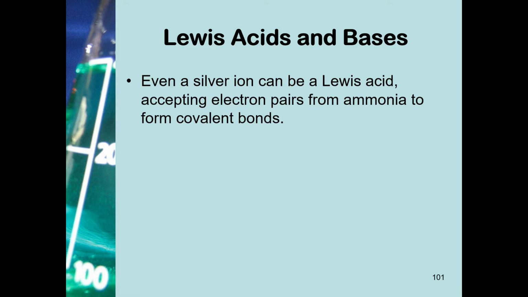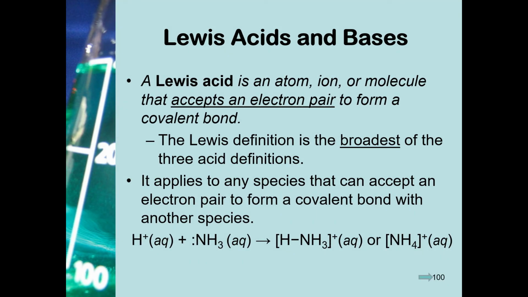So you can see, well, let's go back. You can see in this that this hydrogen over here on the left, this hydrogen ion or proton, accepted ammonia's electron pair. So we said a Lewis acid accepts an electron pair, so this hydrogen is acting like an acid according to Lewis's definition of an acid.